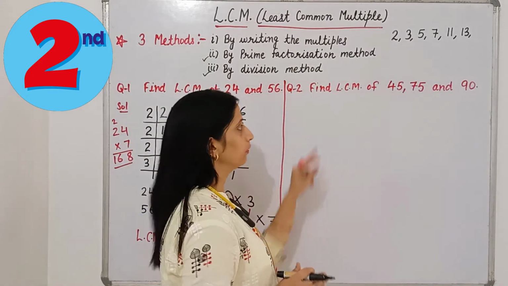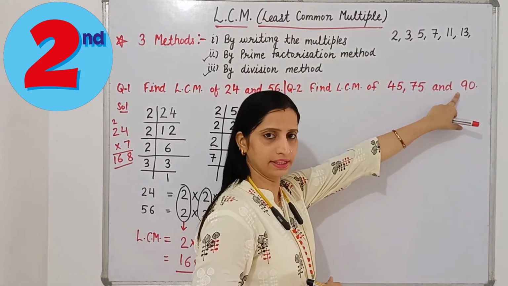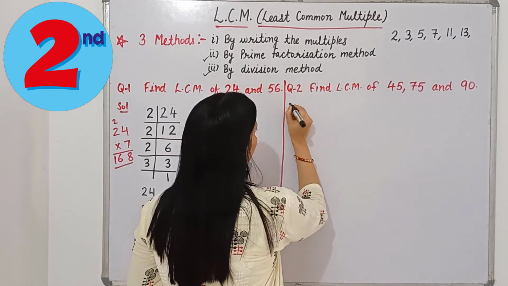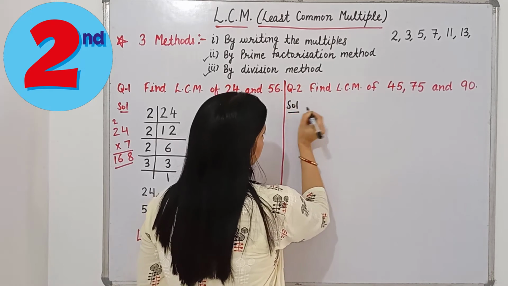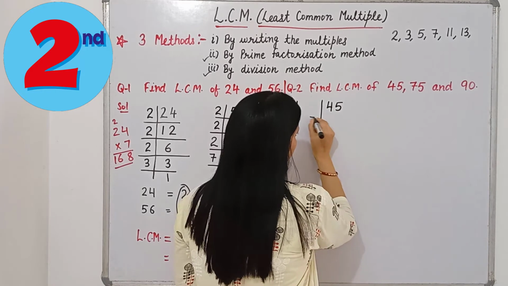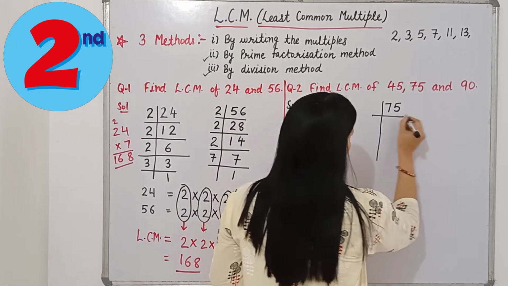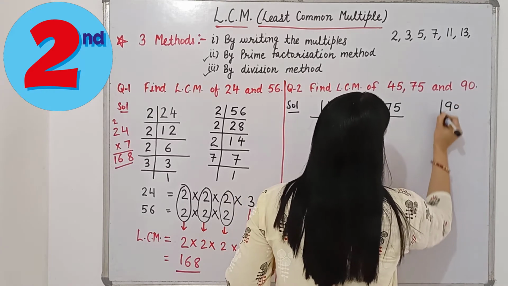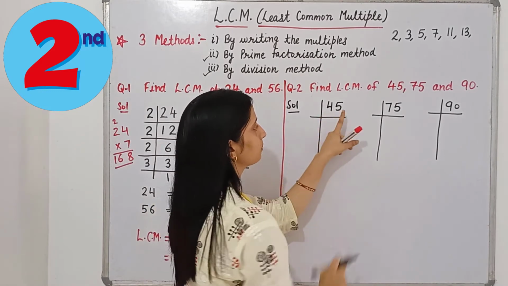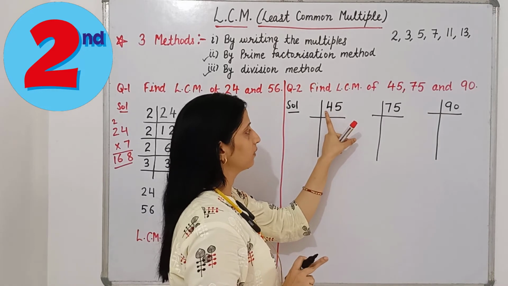Okay. Similarly, we will find out the LCM of 45, 75 and 90. For this, first of all, we will find out the prime factors of these given numbers. So let's start. So first we will find out the prime factors of 45, then 75 and after that 90. Now we have 3 numbers. So 45, as at the ones place it is 5, so this number is not divisible by 2. So let's check the divisibility by 3.